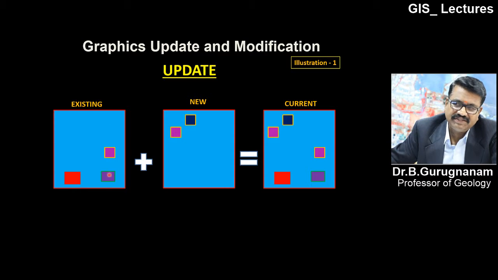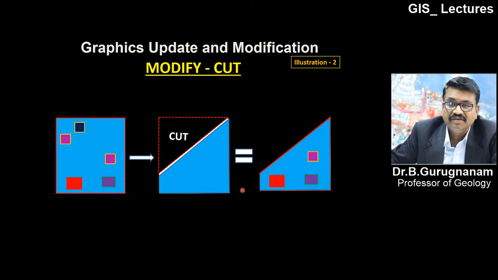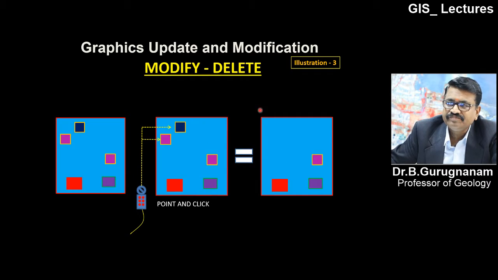Suppose you have these 3 digitized areas, and suppose you get 2019 data for these 2. You can add, and the end product is added. Update is possible in graphics, and you will be able to get the changes in the attribute also. Suppose I don't want this, this is split, this is a new district, I can cut and make it out. You will get your new features.